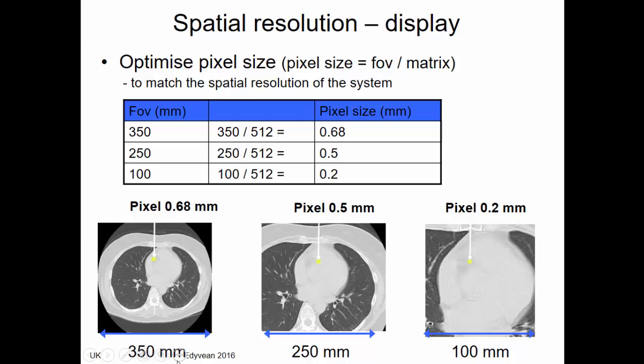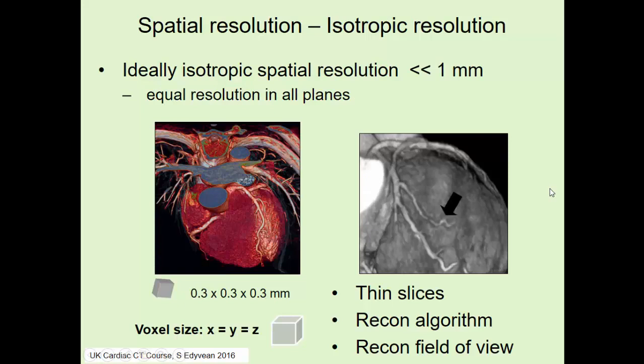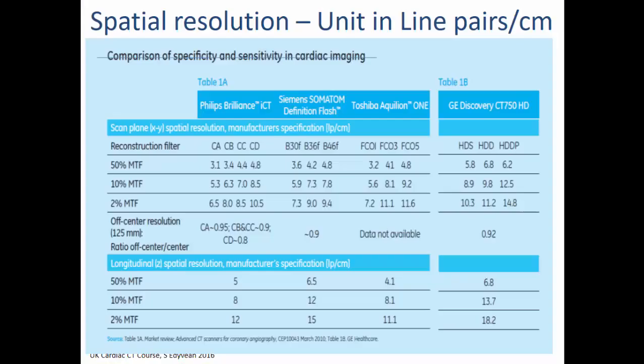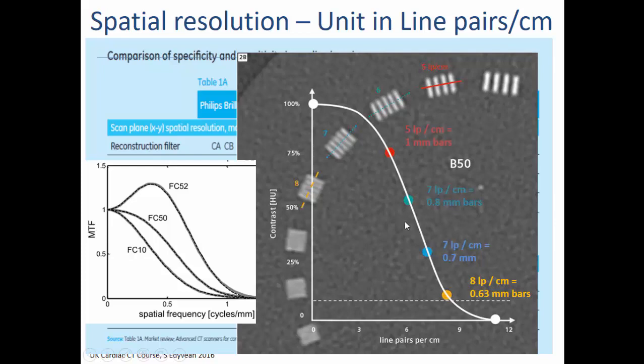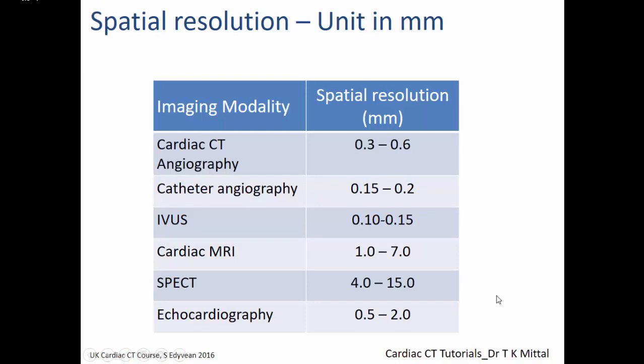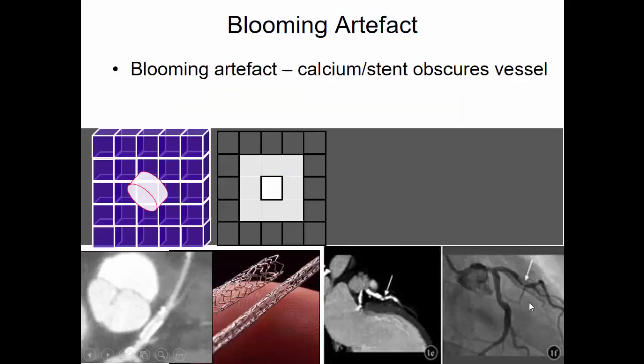Okay, so what you want for cardiac imaging is ideally isotropic spatial resolution at less than 1mm. You've got a table there that looks at modulation transfer functions. I did put a little bit more on about that, and we can come back to it, but I think I'm going to move on to a table comparing the spatial resolution of the different cardiac imaging modalities. Cardiac CT does very well compared to MRI and SPECT and echo, but let's move on.